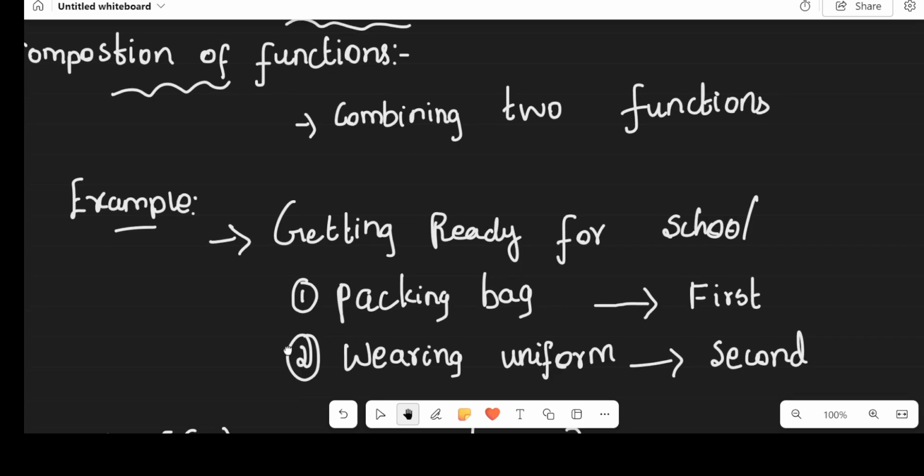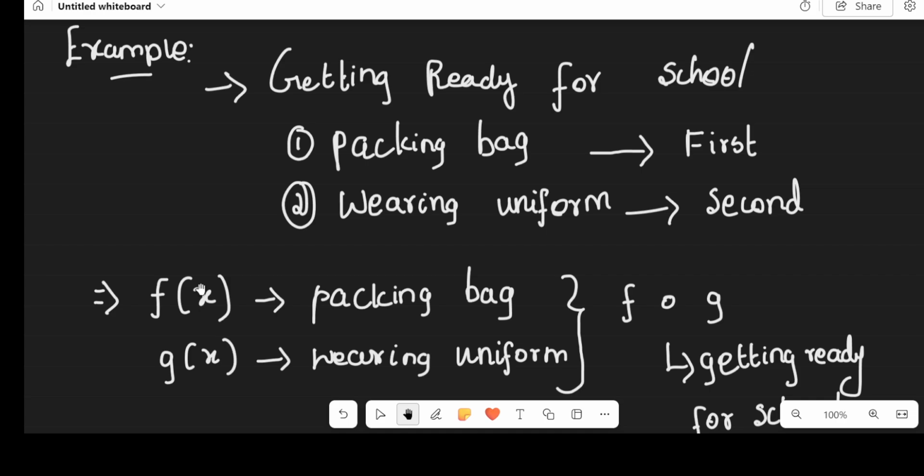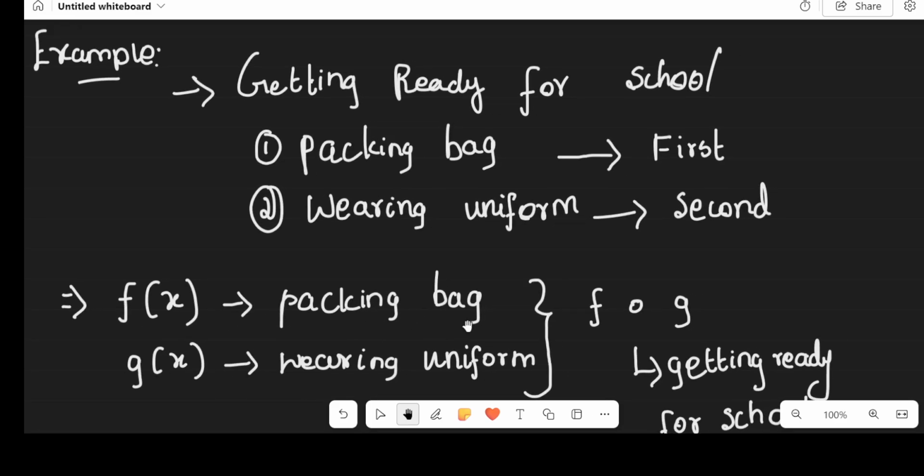Now, in all the problems, two functions will be given. One is f of x and one is g of x. In our example, just assume that packing bag is f of x. Wearing uniform is g of x. We have to find out f of g. We have to read this as f of g.